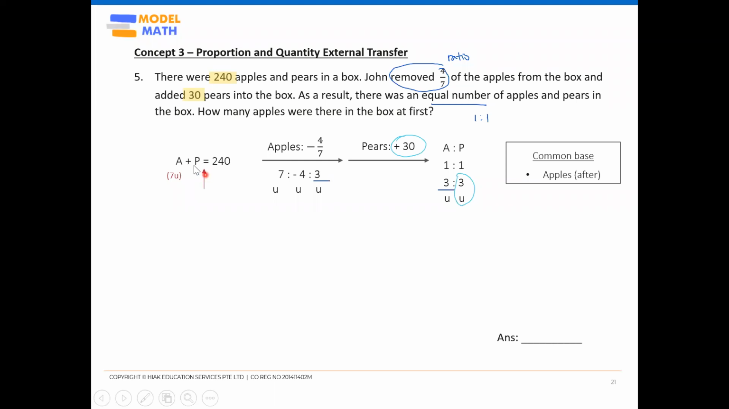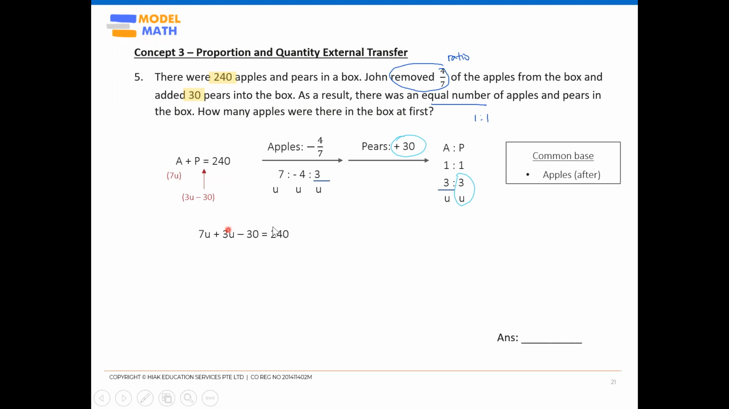So pears before, this arrow is pointing to pears. If you work backwards, it should be 3u minus 30. So you see, I just need to record that down. 3u minus 30. Forward is plus 30, right? Backward will be opposite, minus 30. And notice once you have recorded these two down, this whole equation, it's something you can rewrite as your first step. 7u, just need to copy things down. Plus 3u minus 30 equal to 240, just like that.